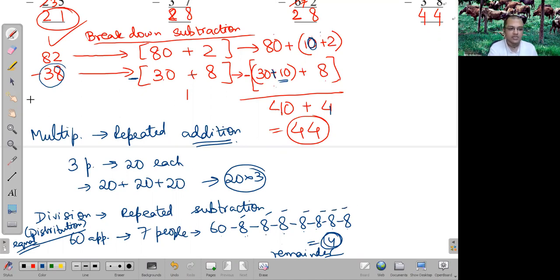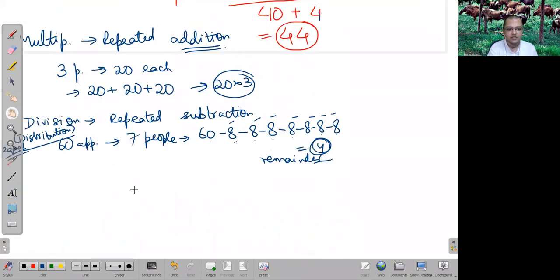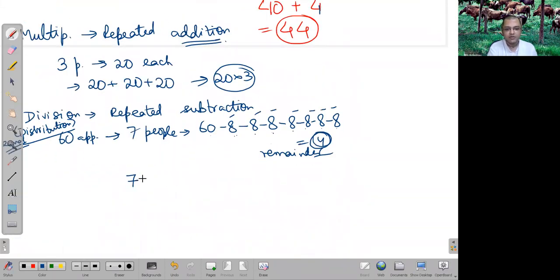Now this same division, you can again convert back to multiplication. So 7 people, they got 8 apples each. That means they got 56 and 4 was remaining, and in total we had 60. So now you can call multiplication and division opposite, or complementary, whichever way you want to explain. You can say inverse or reverse, whichever word you want to use.